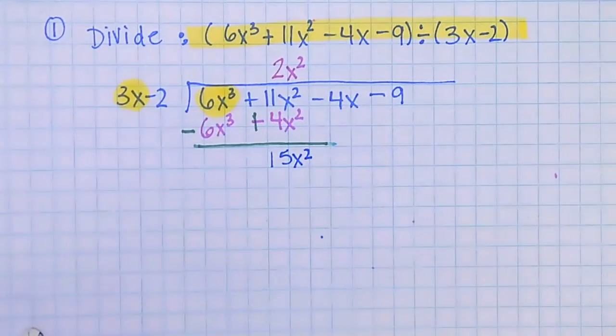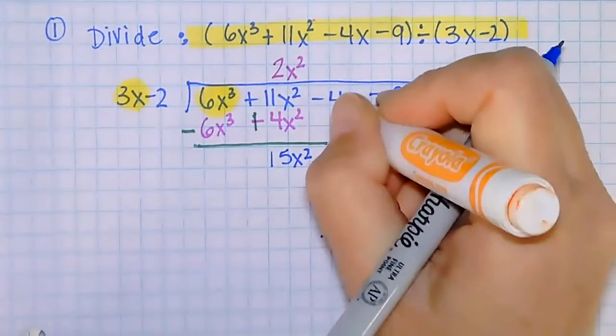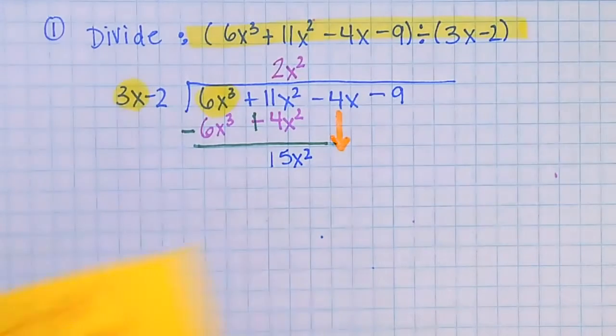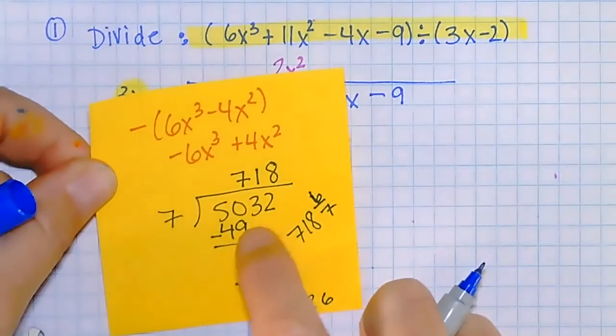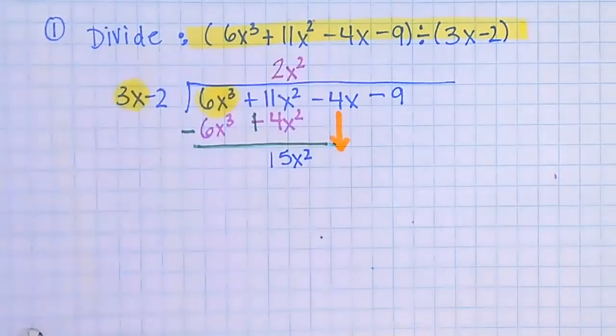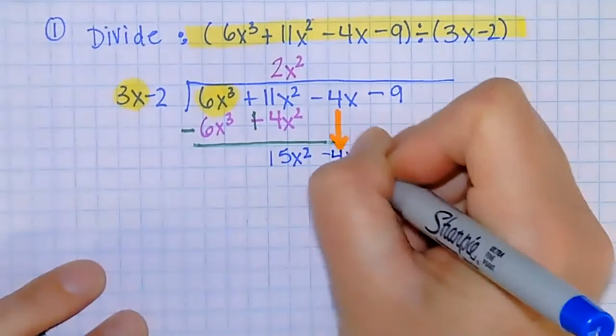And then I'm going to bring down the next term, just like I did when I was doing my numbered long division. Here I brought down my 3, then the next time I brought down my 2. Same idea. Each time I'm going to bring down the next term. So I'm going to bring down my minus 4x.